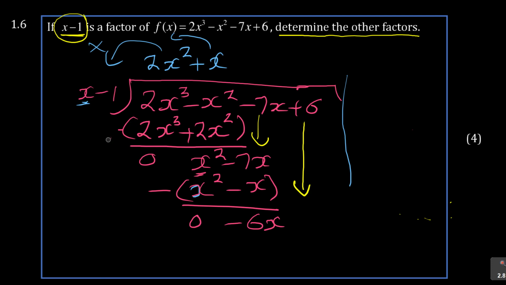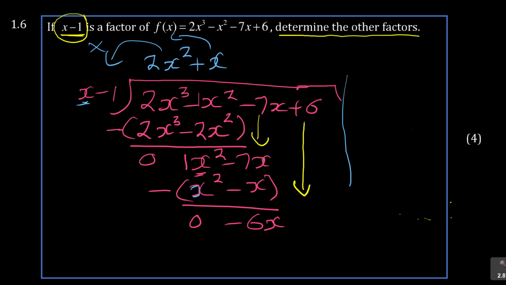Subtracts the 2x cubed, gives us a 0. Then the negative x squared subtracts the negative 2x squared, that one that we got. Okay, and that gives us a positive x. So it's minus 1 minus 2. Then you get a positive x there. Then we bring down that negative 7x. So then I bring down the negative 7x.